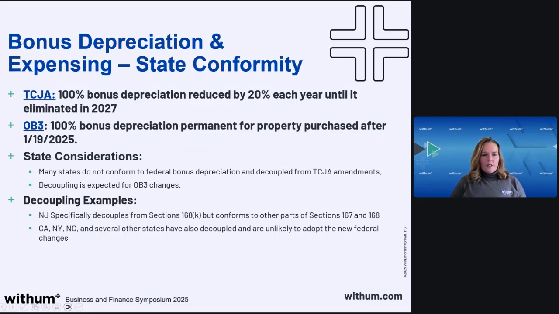The next big change that we need to look at is bonus depreciation. Under the OB3, the 100% bonus is made permanent, and there are some considerations for the states. Before I get into that, I wanted to point out the January 19th date: it applies to anything contracted or purchased on or after January 19th of 2025. As for state considerations, most of the states have already passed laws, whether they conform or don't. They have their own regime set up, so decoupling is expected for the OB3 changes, following suit with what's already there.